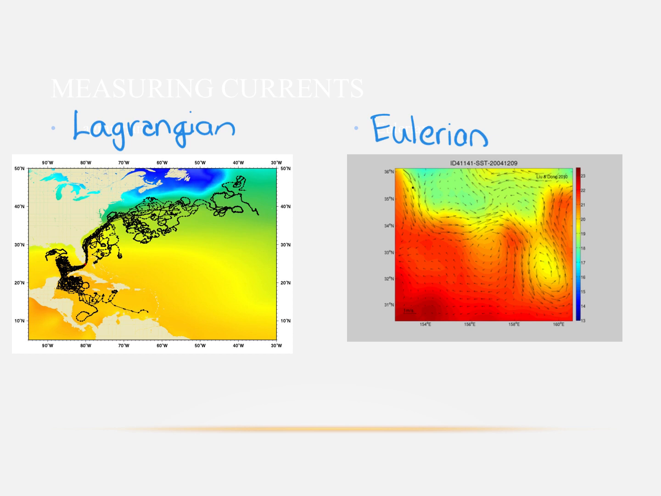One of the things you notice here with the Lagrangian is it starts at a point, and there's actually lots of them in here, and it continues to move along. So you can actually see what one particular device is doing. There's another one here, and there's one over here, and there's probably lots of other ones around here. Eulerian methods all have a single point, and there's an arrow that comes off of that point.